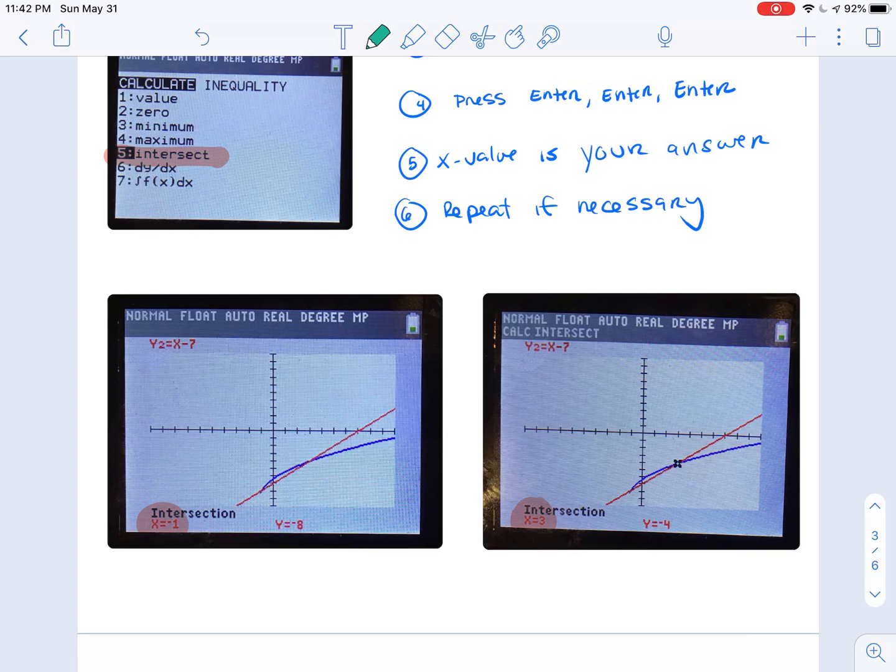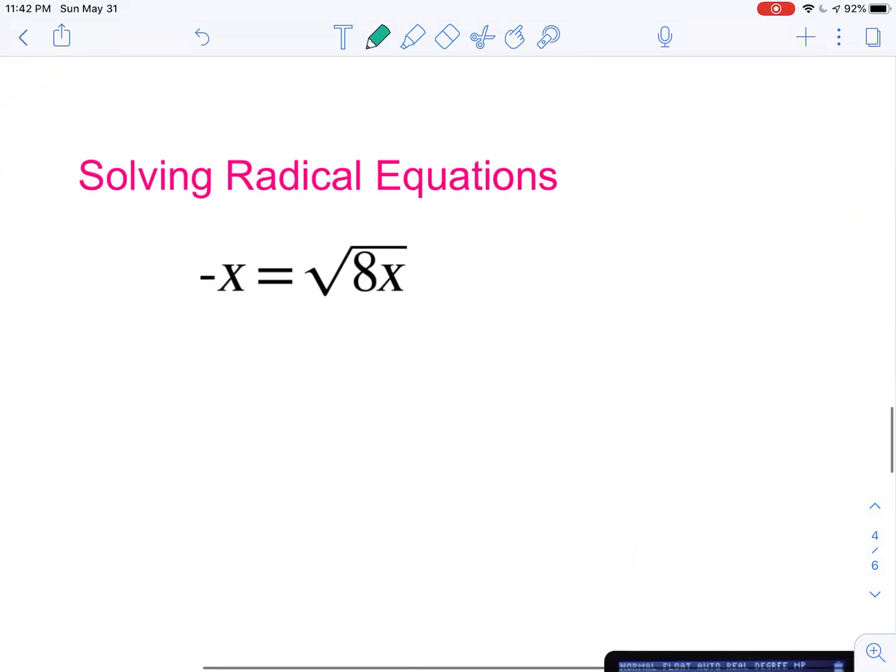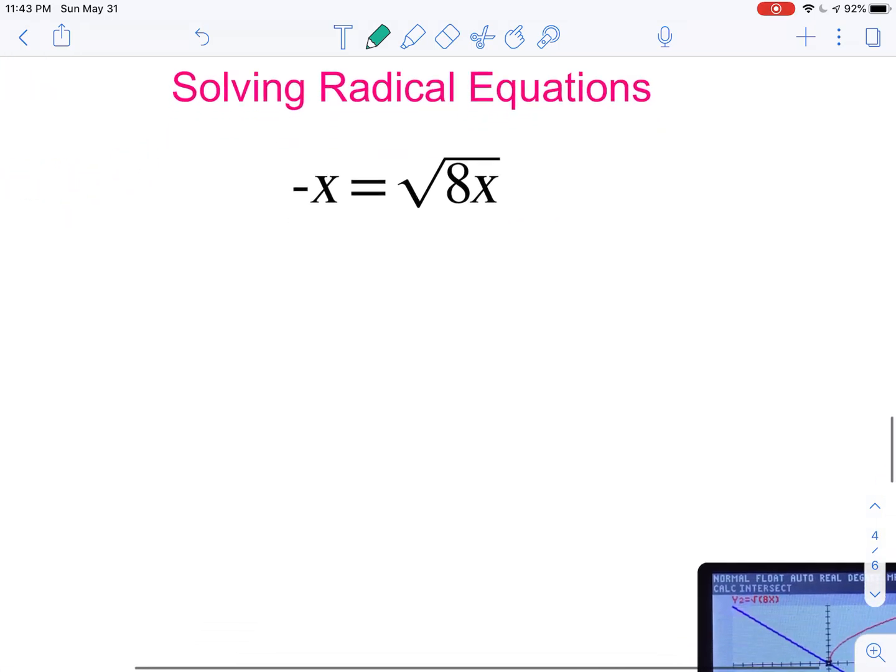Okay, now in order to get these two different points of intersection, please remember you're going to have to do this twice and move the cursor closest to the point that you want. Okay, so for the rest of this document, we're going to be checking using our calculators. Okay, so let's continue solving algebraically and then check it on our calculators.